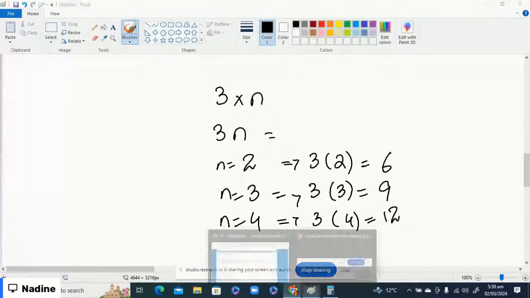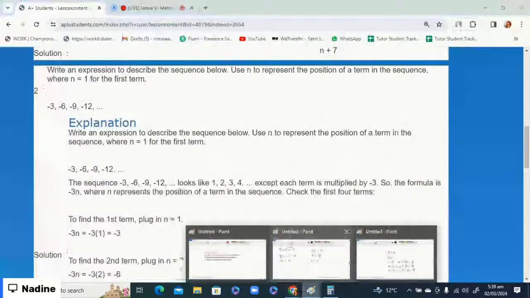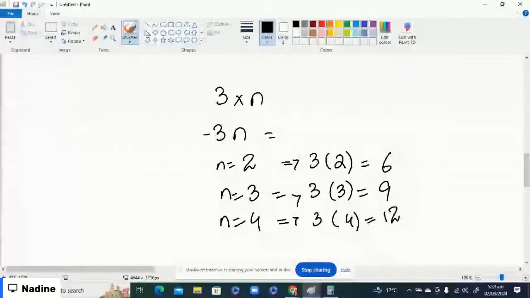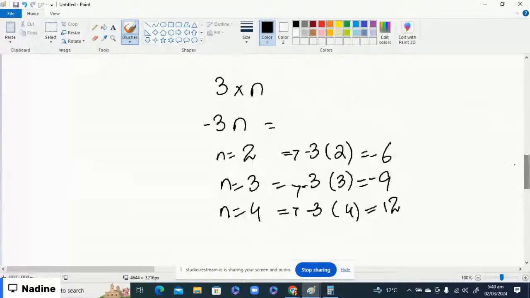Got it? But here is the thing, there is the negative sign. So with the 3 you are going to put negative 3n. It means that all the terms have a negative sign now. Just simply 3n, we are going to multiply with the negative. First we choose n is 2, then n is 3, then n is 4, then n is 5. In this way we end up.